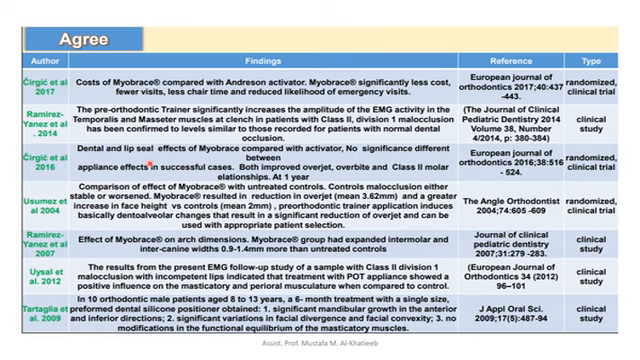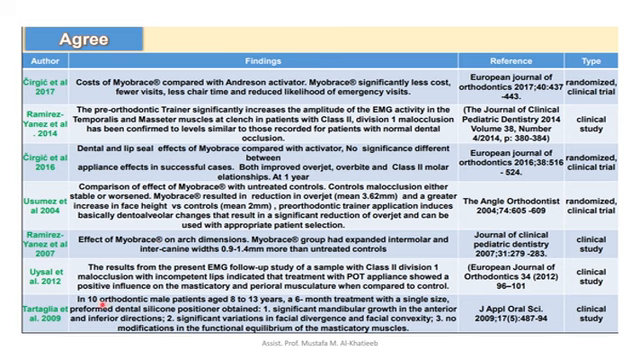Also, the pre-orthodontic trainer significantly increases the amplitude of electromyography activity in the temporalis and masseter muscles at clench in patients with Class 2 Division 1 malocclusion, confirming levels similar to those recorded for patients with normal dental occlusion. Dental lip seal effects of Myobrace compared with the activator showed no significant differences between appliances. In successful cases, both improved overjet, overbite, and Class 2 molar relationships at 1 year.